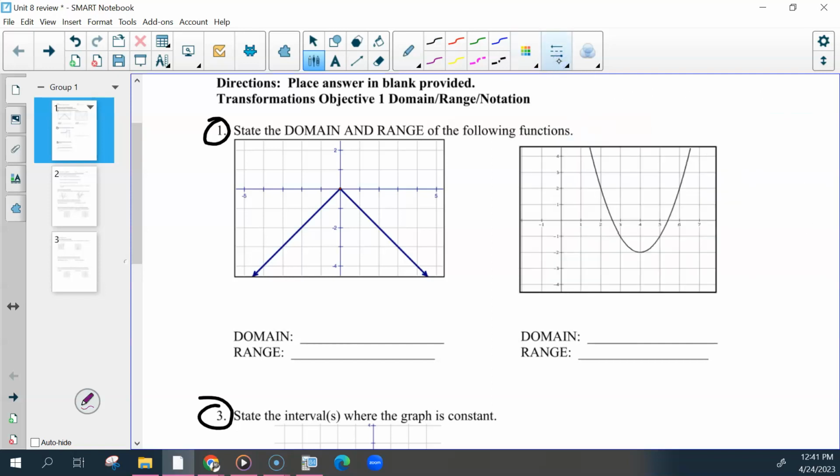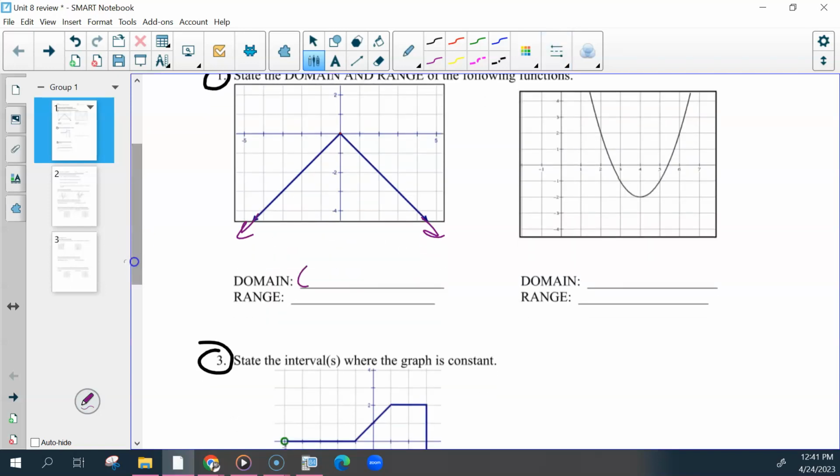Alright, so for number 1, you're looking for domain and range. So domain is, yes, go. Isn't it negative infinity to just positive infinity? Yes, you're looking furthest left to furthest right. This has arrows, so you have to remember it keeps going down and left and down and right. So if it keeps going in both directions, it starts at negative infinity and ends at infinity.